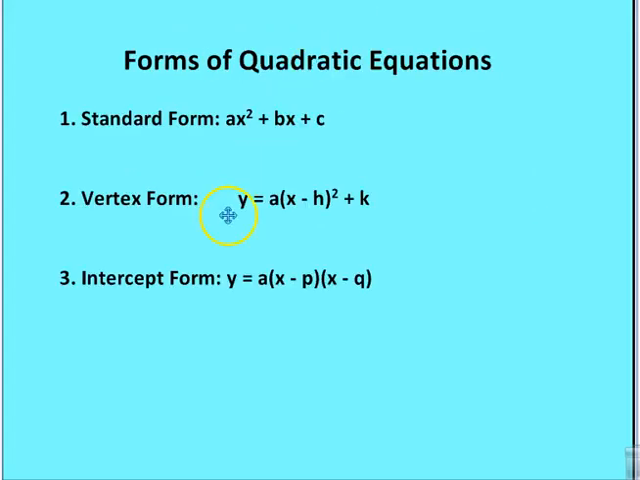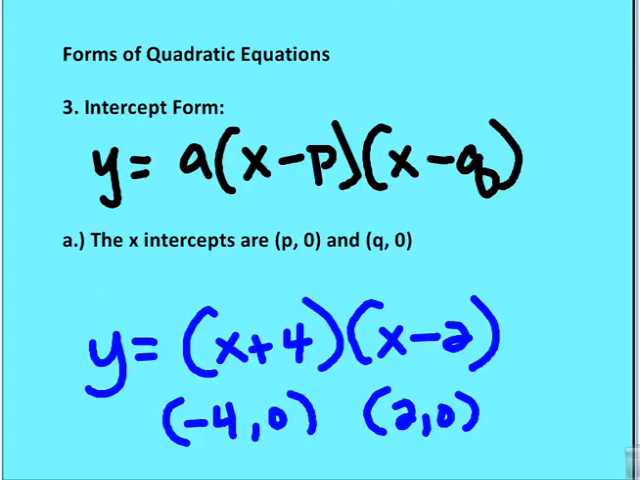We call it intercept form because intercept form gives us the x-intercepts. The intercept form is y is equal to a times x minus p times x minus q, where these are the quadratic factors of the quadratic in standard form. The x-intercepts are going to be p and q.